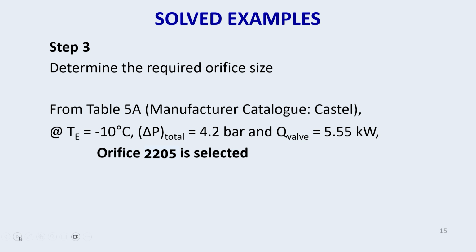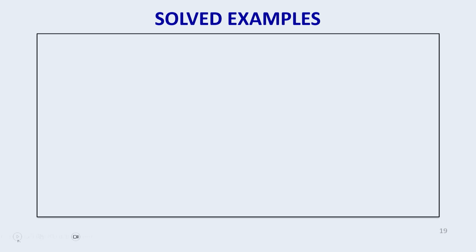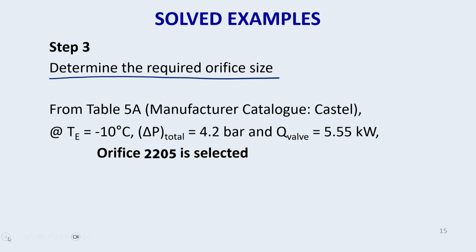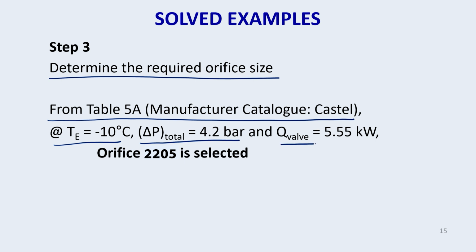Then the third step is estimating the orifice size, determining the required orifice size. So I will be using another table from the manufacturer catalog, Castle, table 5A. We know the evaporator temperature minus 10, which is given. Delta P total we have calculated. And the valve capacity we have just calculated, that is Q E by the correction factor.